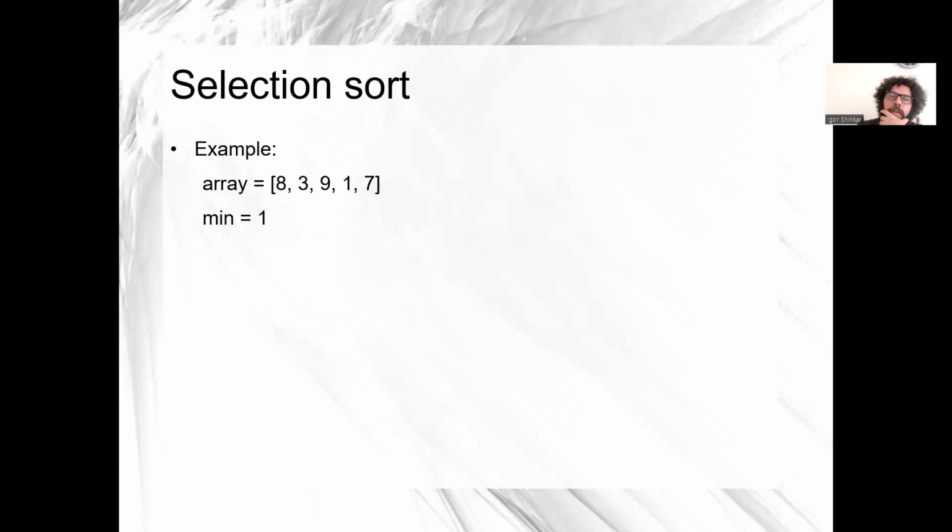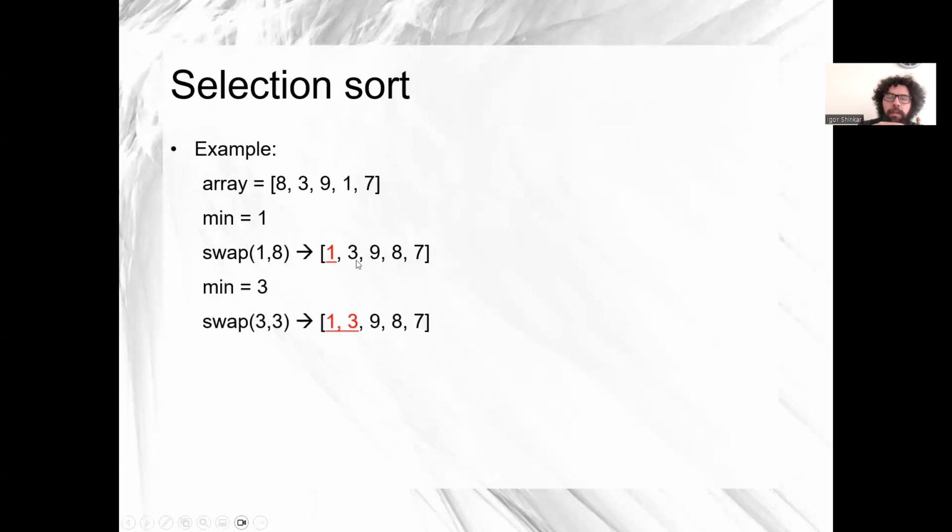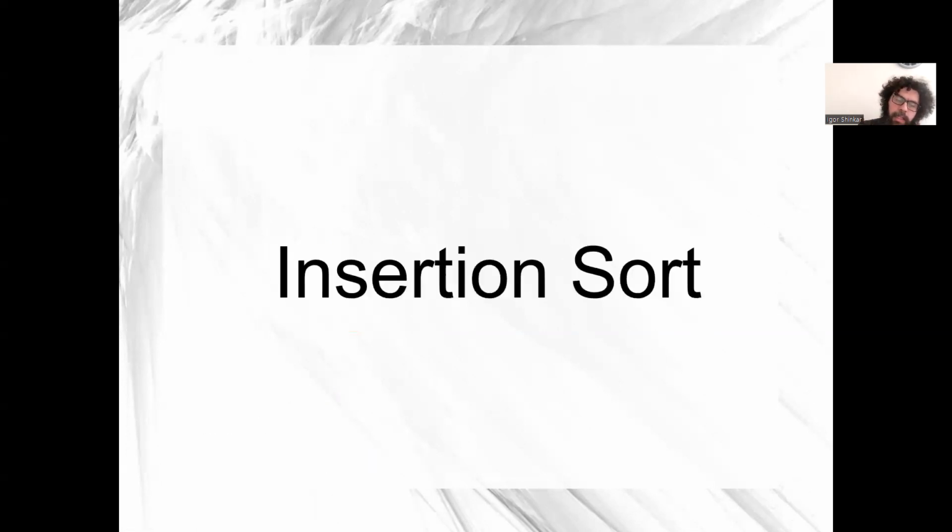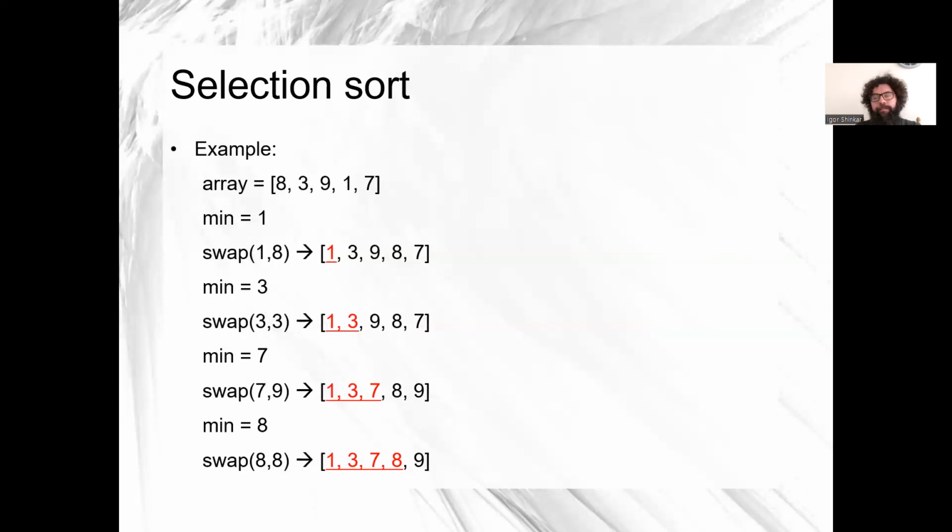So maybe another example. Maybe this is our array. First minimum is 1. So we're going to swap 8 and 1. Okay, 8 goes here, 1 goes there. What's the minimum next? The minimum next is 3. So there's no need to swap. It's going to swap 3 with itself. What's the minimum next? The next minimum is 7. So we swap 9 and 7. And then the minimum is 8. So we swap 8 with itself, and then we're done.